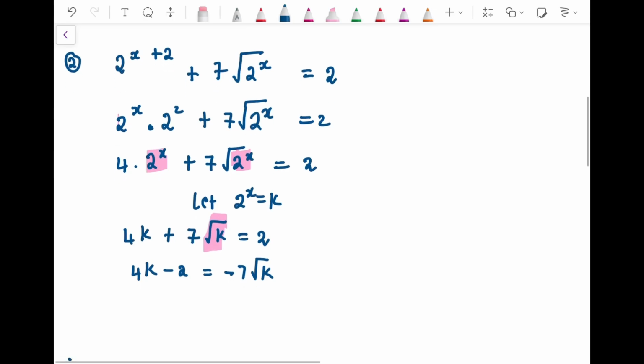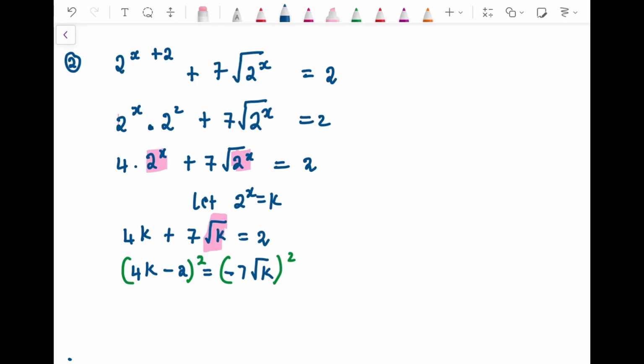Remember, when you square on both sides, you square everything. So if I square on both sides, let me square this, square that. You can see that I am squaring everything. Now remember, squared means the bracket exactly as it is, repeated twice.